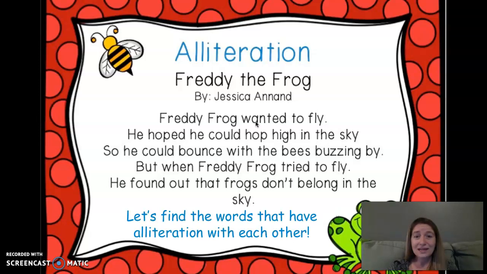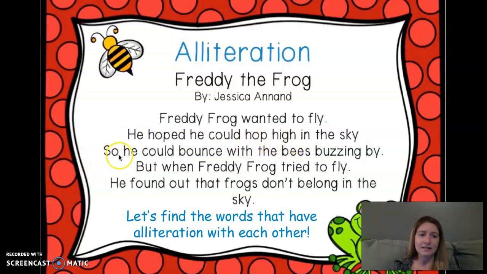So, as I was reading that, I found some words with alliteration. I would look at my first sentence, Freddie Frog wanted to fly. And I noticed that I said the f sound a lot. Freddie, frog, and fly. And then you can look at your second sentence. He hoped he could hop high in the sky. And I noticed I did the H sound for he hoped he hop high.